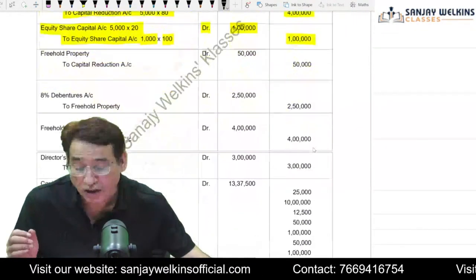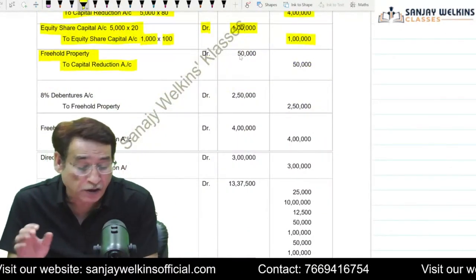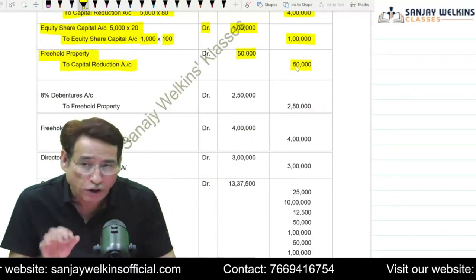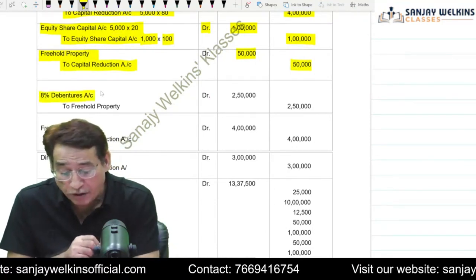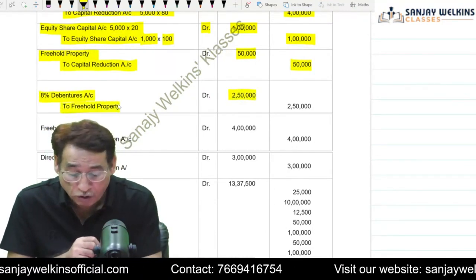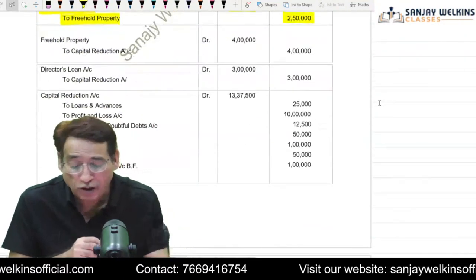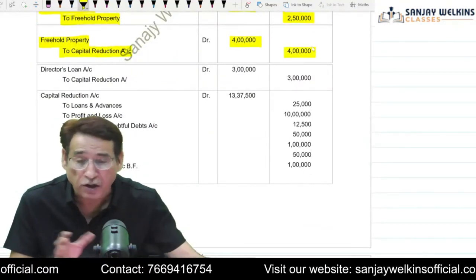I have written all those entries. Here, 1. Freehold property account debit to capital reduction: first of all, the increase in value of the property which is taken over by the director, 2 lakh worth of property gone up to 2,50,000. Then 8% debenture account debit 2,50,000 to freehold property. You have delivered the freehold property in part payment to the debenture holder. And the remaining freehold property has gone up by 4 lakh. You are going to write this particular entry.